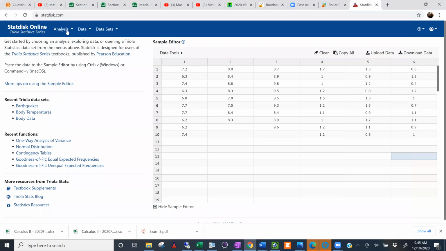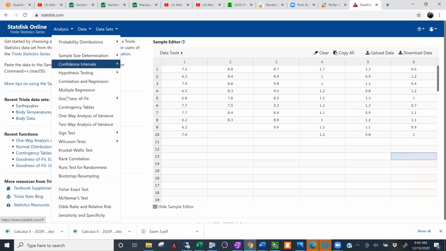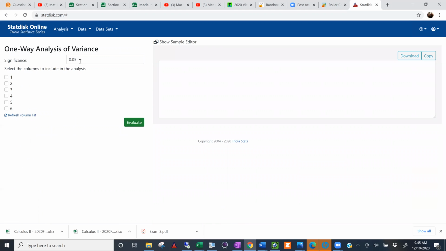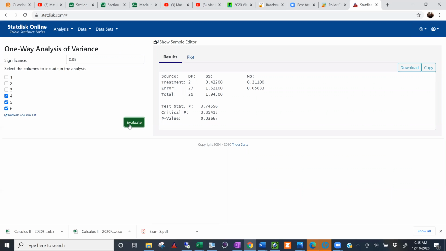StatDisk, analysis, one-way analysis of variance. Got this set up. Now, I don't know about you, but for me, my data is in columns 4, 5, and 6. If you just cleared things out and pasted it in, your data might be in columns 1, 2, and 3. Not sure. Evaluate, and here's what you get.